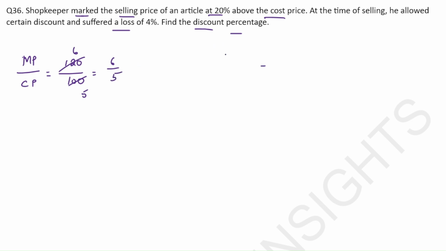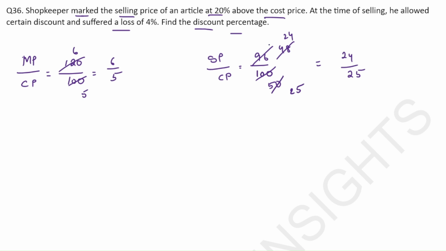So loss of a person means that is SP by CP. So if the CP is 100, and then if the selling price after a loss of 4% will be how much? That is 100 minus 4 will give you 96. So convert into simplest form: 5 2s are 10, 5 5s are 25, so that means 24 by 25.